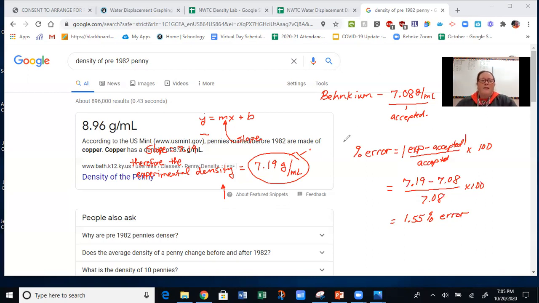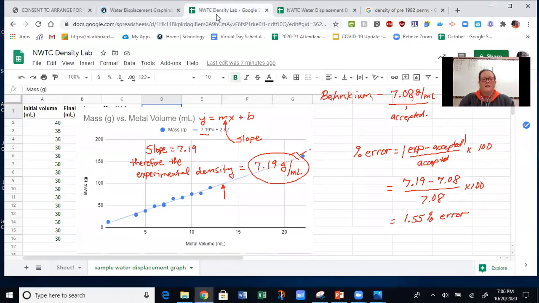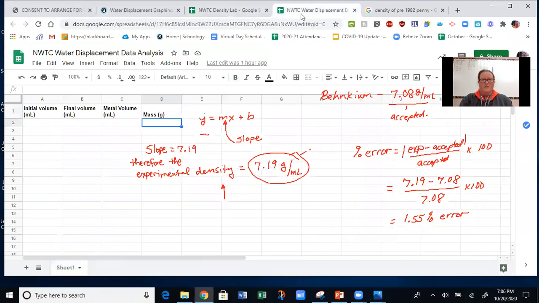So what I would like you to do is calculate the slope and figure out what your experimental density is. When you've done that, I will tell you what the accepted value is, and you can do a percent error calculation. I have to clear this. All of this will be done on this sheet that you got that initially looked like this.